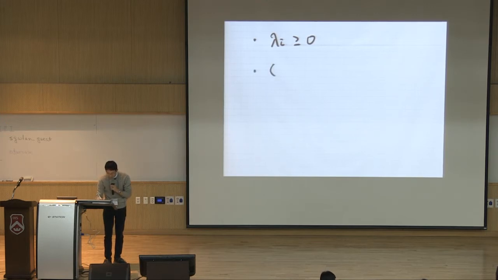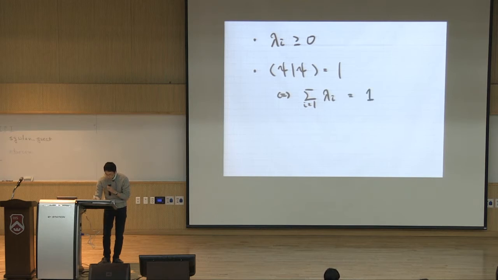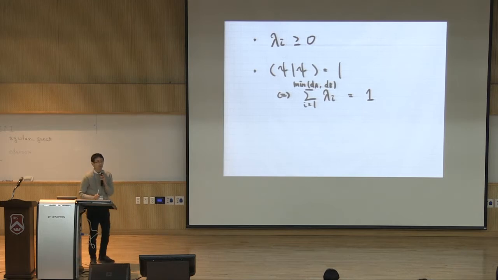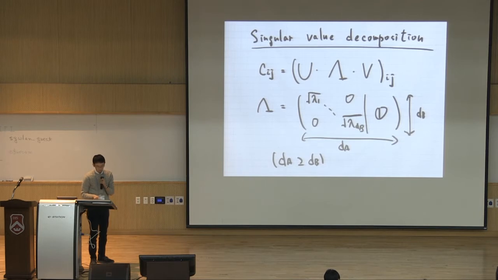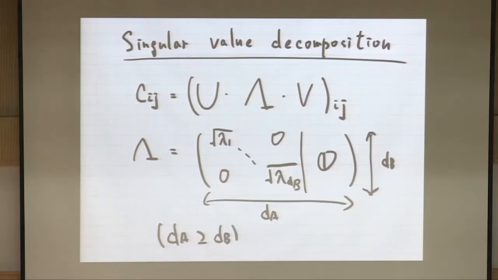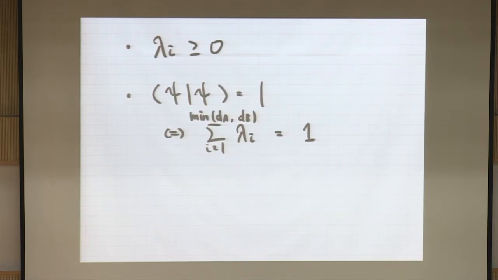And if you normalize the state, then the sum of the squared eigenvalues is just 1. Here, i runs up to the minimum of d_A and d_B. Is it clear? I showed you the case when d_A is greater than d_B, but you can of course change their roles. So the index of lambda runs from 1 to the minimum of d_A and d_B. This comes from normalization.